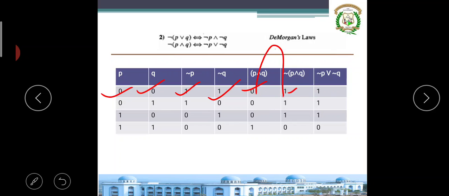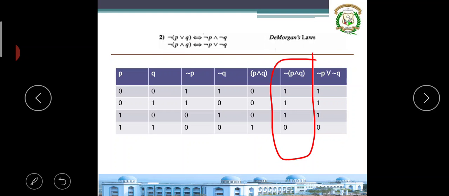Then, negation of P or negation of Q. 1 into 1, 1. If you observe this, fill this one. When you fill these tables, you will observe carefully. Negation of P and Q is equal to negation of P or negation of Q. This negation of P and Q is same as negation of P or negation of Q. If you fill these things, you will understand.